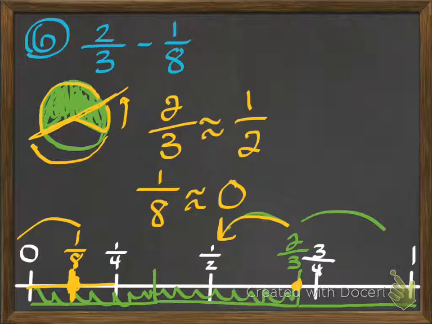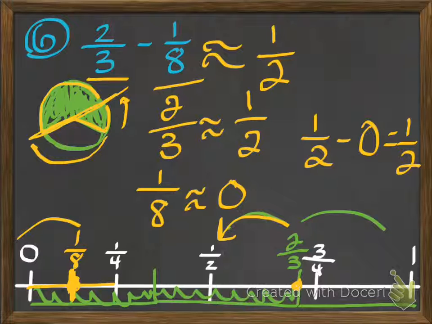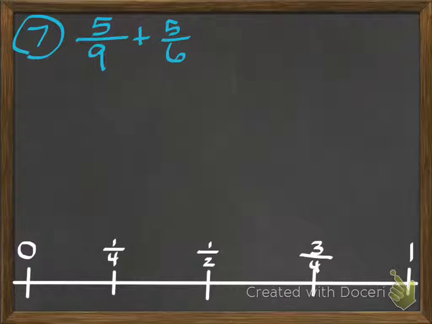So now I have 1/2 minus 0, which equals 1/2. So 2/3, back to my original fractions, 2/3 minus 1/8 is close to a half. Okay? Try number 7. 5/9 plus 5/6.